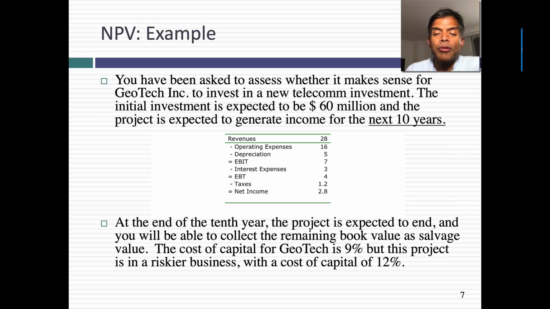The cost of capital for the company is 9%, but this project is in a riskier business with a cost of capital of 12%. Two things to remember here. One is you've got to be careful about which discount rate you use. Since these cash flows are in the riskier business, you have to use the 12% cost of capital. It's matched up to the risk of the project. The second is I've given you cost of capital, not cost of equity. And the statement that I've shown you gives you net income on the project, which is an equity income.